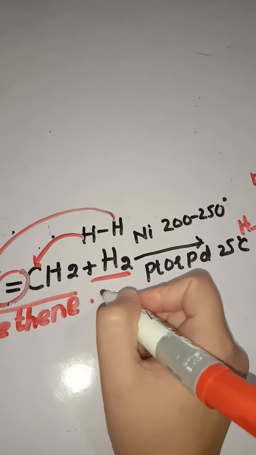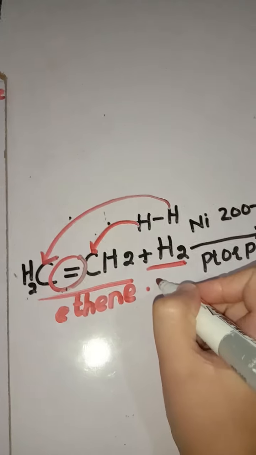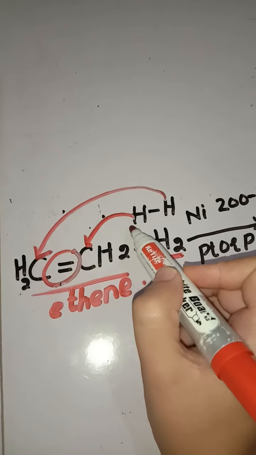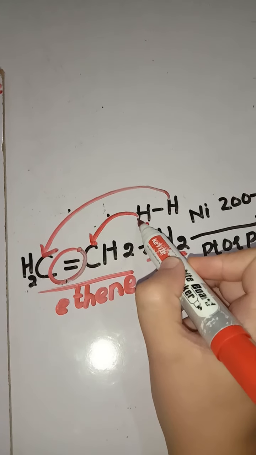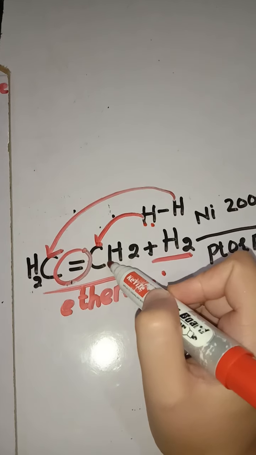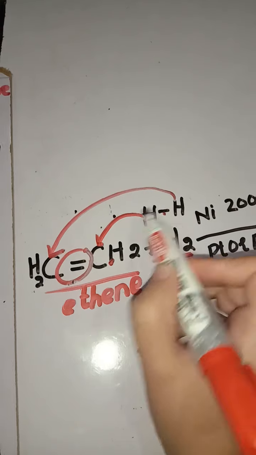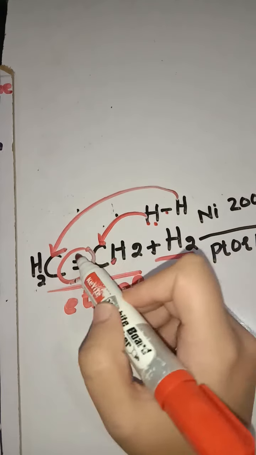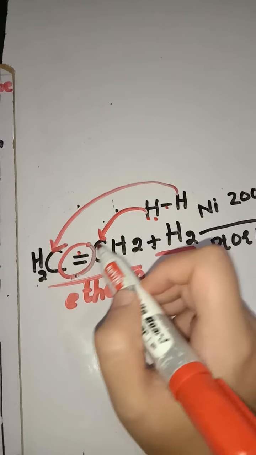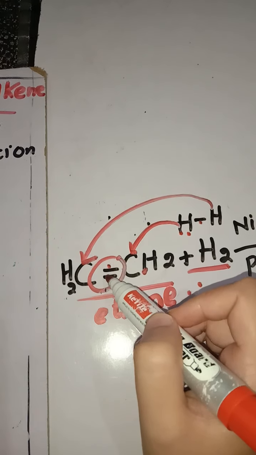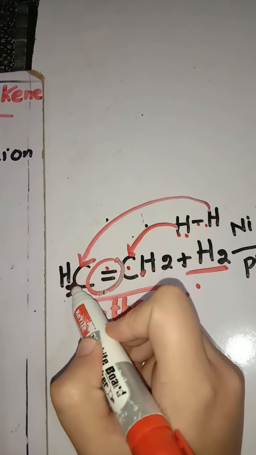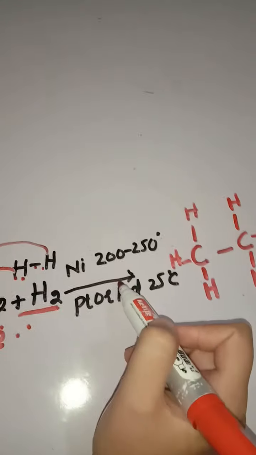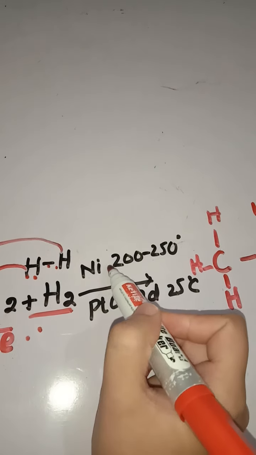Next, the addition of hydrogen takes place because it is hydrogenation. The hydrogen molecule contains two hydrogen atoms. One hydrogen will attach to this carbon and the next hydrogen will attach to this carbon. But how does the addition take place? Because both carbons are joined by a double bond, this bond will be broken, and one hydrogen will attach to this carbon and the second hydrogen will attach to this carbon. But this reaction will take place in the presence of nickel.